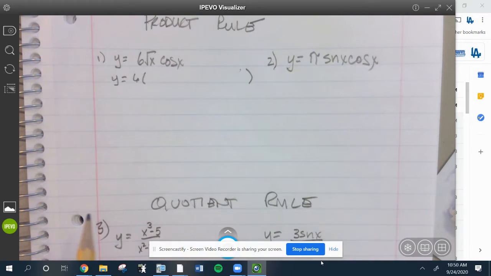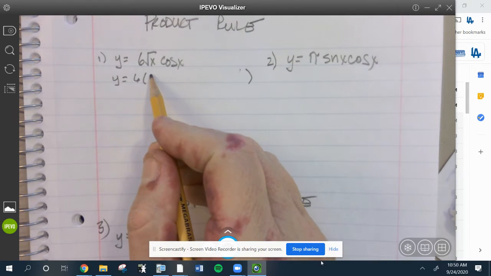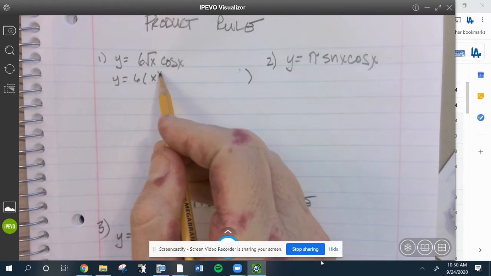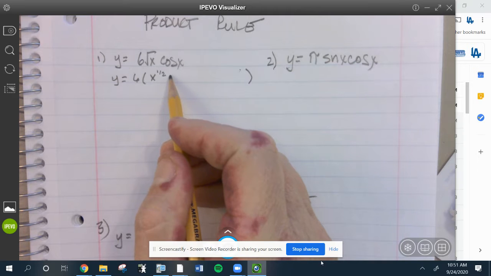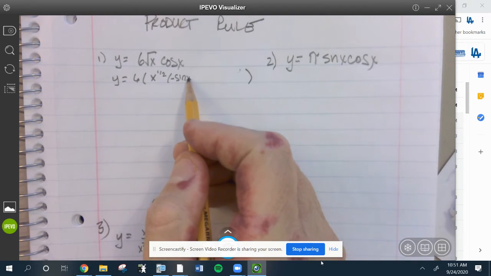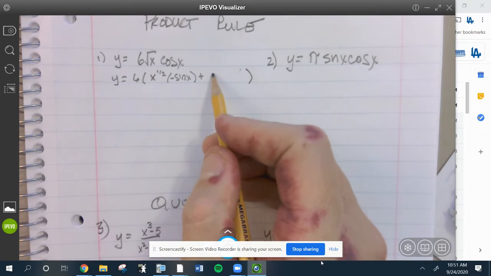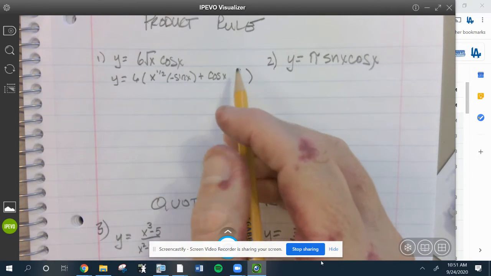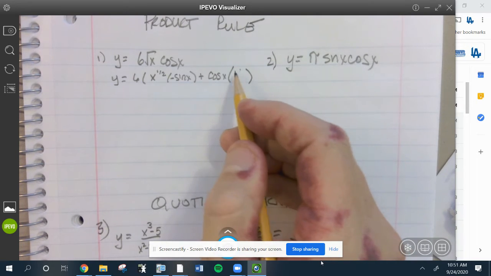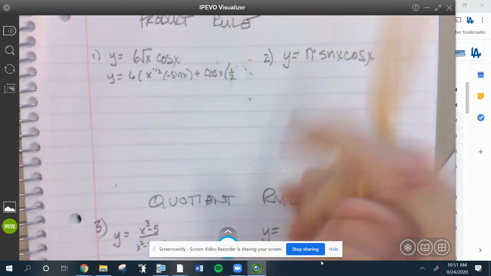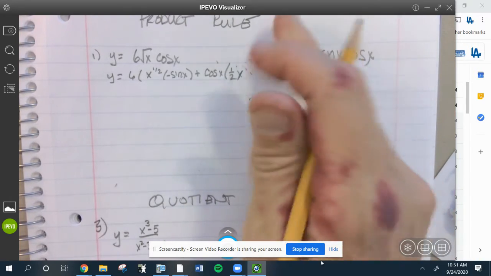So we have the first times the derivative of the second plus the second times the derivative of the first, which is 1/2 x to the negative 1/2.